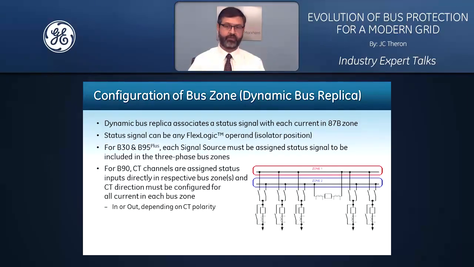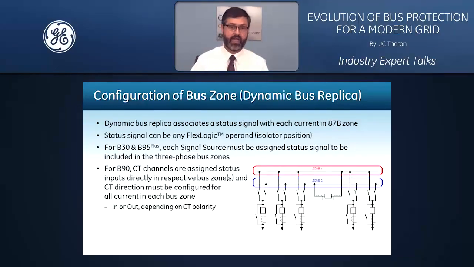Typically it would be an isolator position. Now for the B30 and the B95 Plus, each signal source must have an associated status signal. However, for the B90, each channel has to have its own associated signal specifically. And what also needs to be configured is the direction of our currents, whether it's in or out of the zone depending on CT polarity.